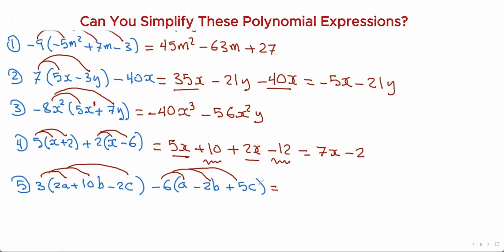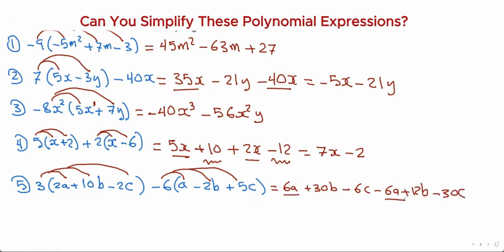So 3 times 2a is 6a. 3 times 10b is plus 30b. Minus 3 times 2c is minus 6c. -6 times a is -6a. Remember, the negatives are a sign change. -6 times -2b is plus 12b. And -6 times positive 5c is minus 30c.